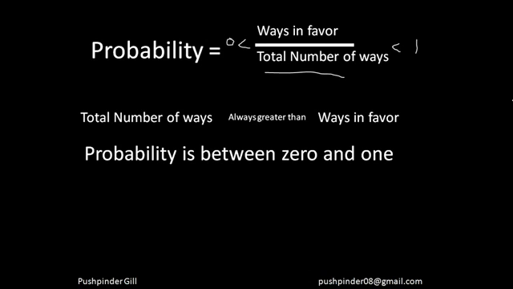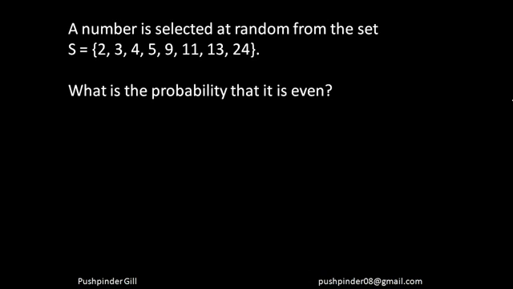Now let's just solve the simplest of the questions and understand the concept of probability even better. A number is selected at random from the set. What is the probability that it is even? The formula tells us that probability is the number of favorable cases divided by the total number of cases. So let's see what the total number of cases is here.